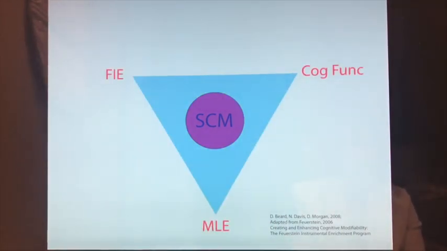The second equilateral triangle has different points. Feuerstein's instrumental enrichment, mediated learning experience, and the cognitive functions and dysfunctions. The goal is still structural cognitive modifiability. It's still at the center of everything we do. The ideas are a bit bigger on this slide because we're including whole systems. Of course, more of Feuerstein's systems could be used. They could be added, changed around, but the configuration would work on any of them.